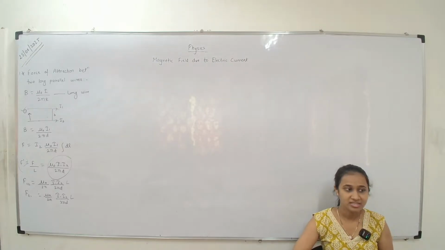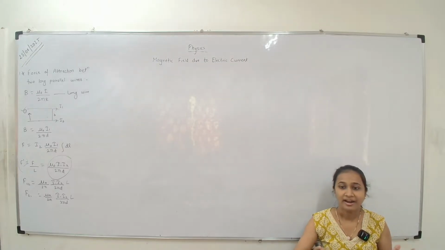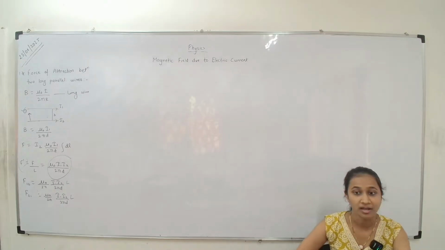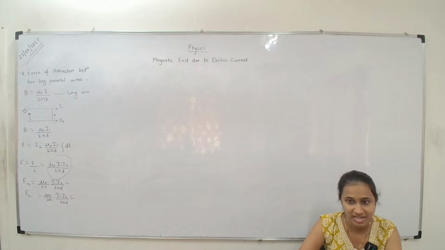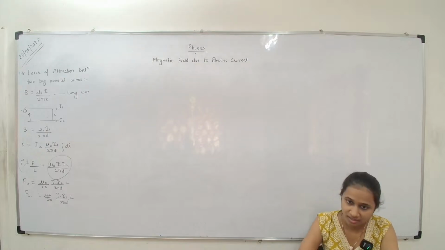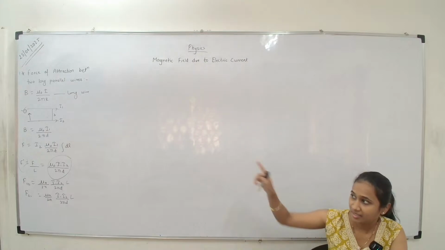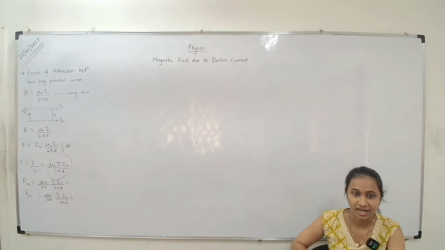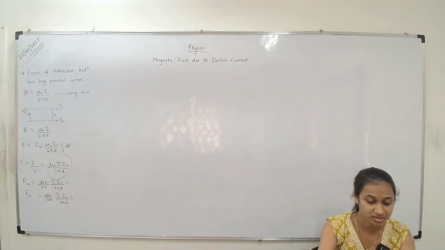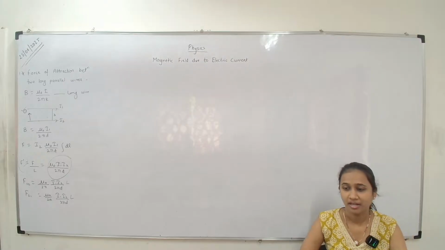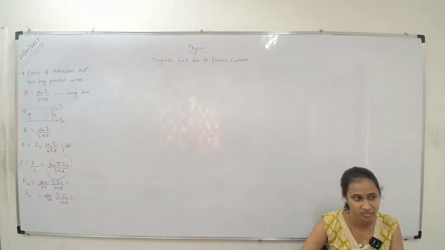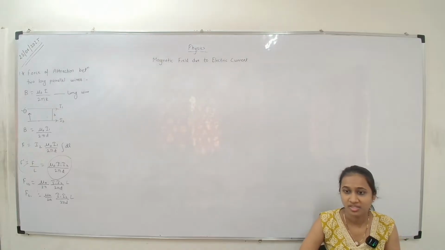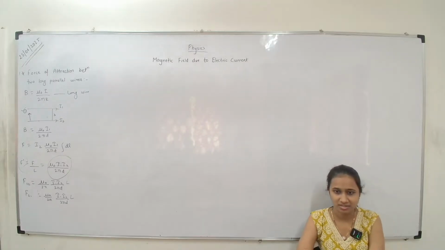We can summarize these results as: parallel currents attract and anti-parallel currents repel. Likewise with charges, what happens there? Unlike charges attract, like charges repel. Here, parallel currents attract. Don't forget this diagram. And anti-parallel currents will repel. This is the conclusion. And this is directly put in MCQs. If you look at the CET papers, all are MCQs, and you will not see only numericals everywhere.